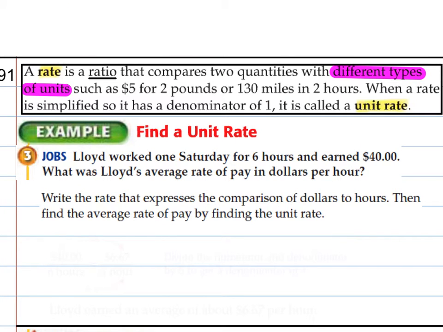So, moving on to a rate. A rate is a ratio that compares two quantities with different units. So for example, $5 for 2 pounds or 130 miles in 2 hours. You'd see those in the grocery store, like on ads, where you're going to get so many liters of soda for a certain cost, or vice versa. So that's a rate. When there are different units, it's still a comparison of two numbers. A unit rate is when a rate is simplified to have a denominator of 1.